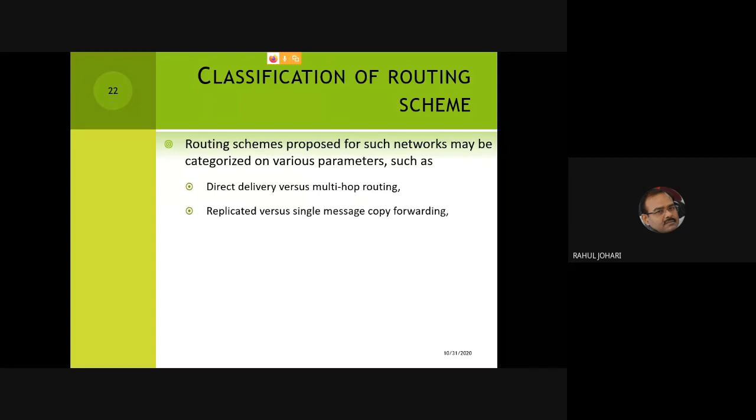Just like what we did yesterday in MQTT, we have three quality of service levels, 0, 1, and 2: fire and forget, delivered exactly once, and delivered at least once. So we have the same way here. We have different strategies of routing schemes.